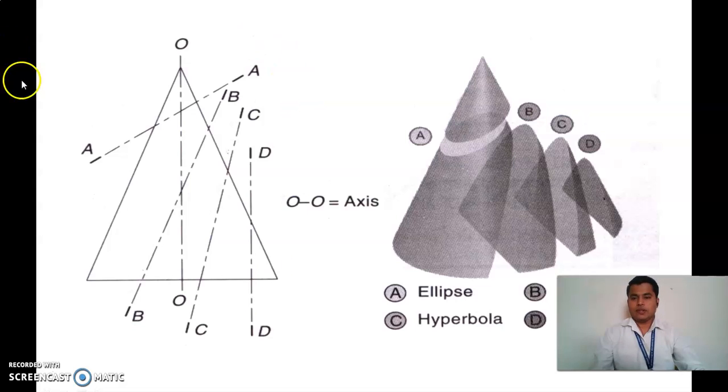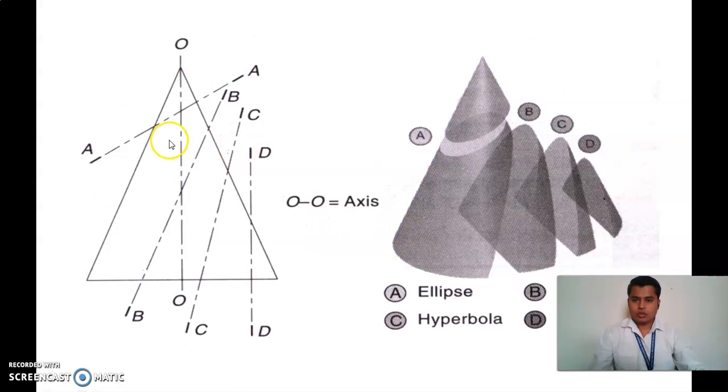Here you can see cutting plane AA, cutting plane BB, CC and DD. These are the cutting planes cutting this triangle, which is nothing but the front view of this right circular cone. The cone that we are using has a base diameter and one apex, along with one height. If we see the front view of any kind of cone, we get a triangle. That is the simple structure shown here.